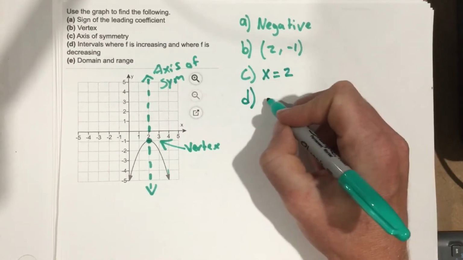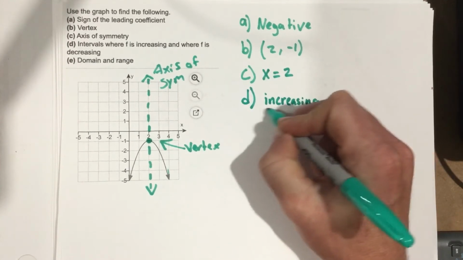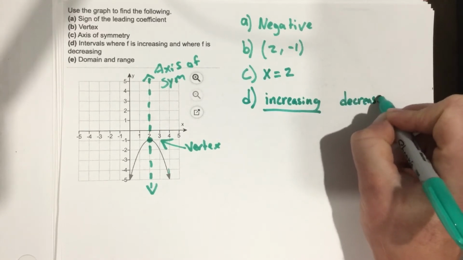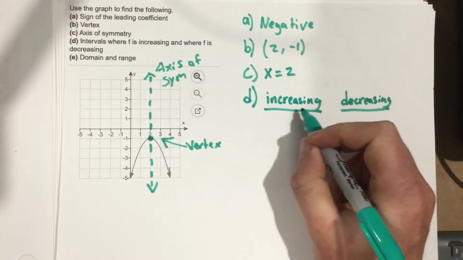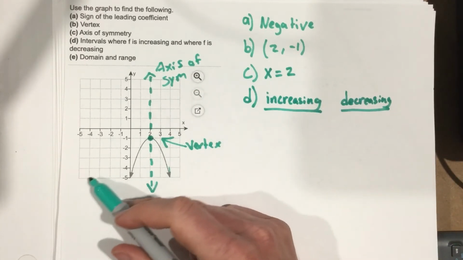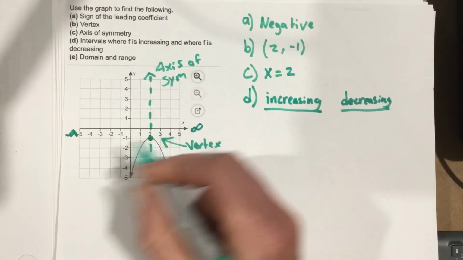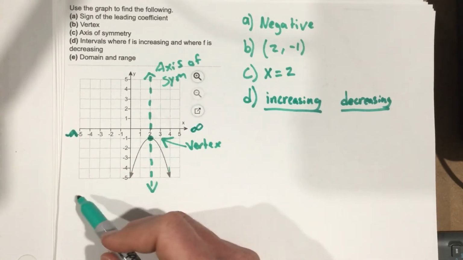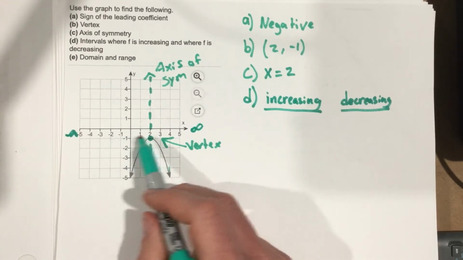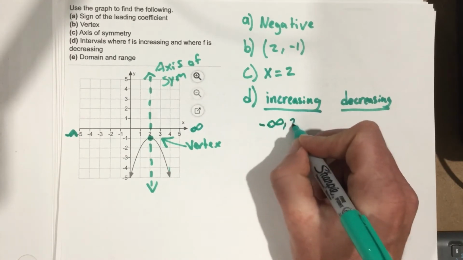D, where is it increasing? And where is it decreasing? Well, it's increasing from negative infinity. We're going to write that out here, negative infinity and infinity. It's increasing from negative infinity, way out here to the left, all the way to the vertex, which is, we're talking specifically about x value, which is 2. So we're increasing from negative infinity to 2.